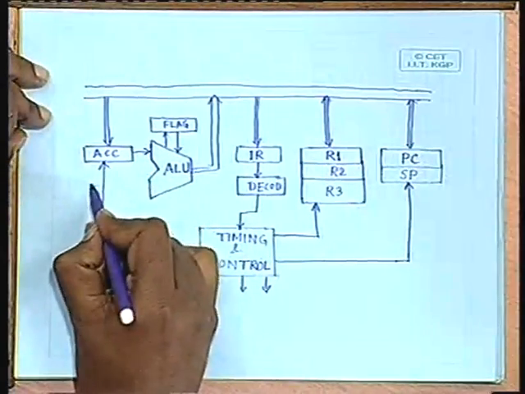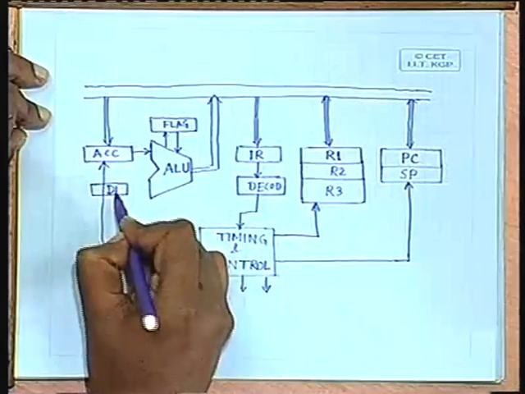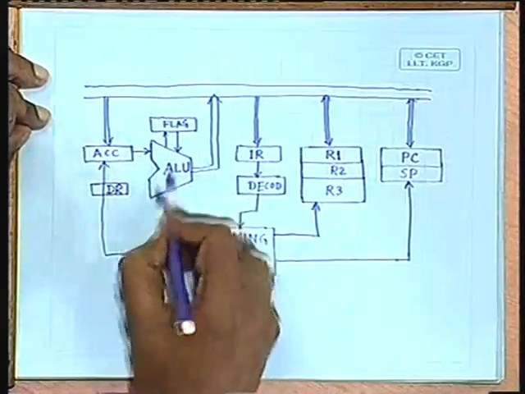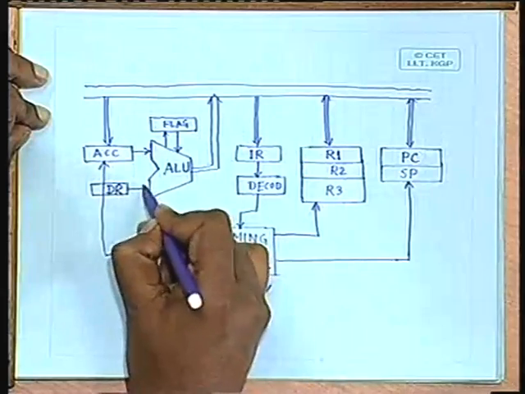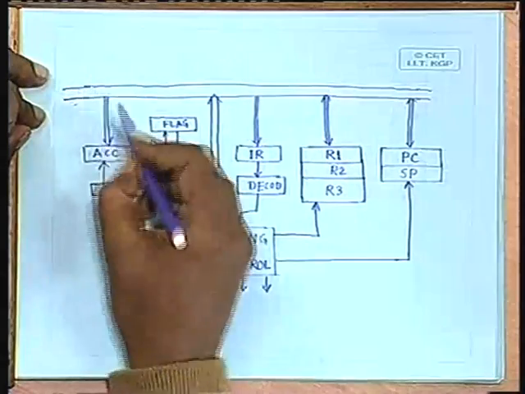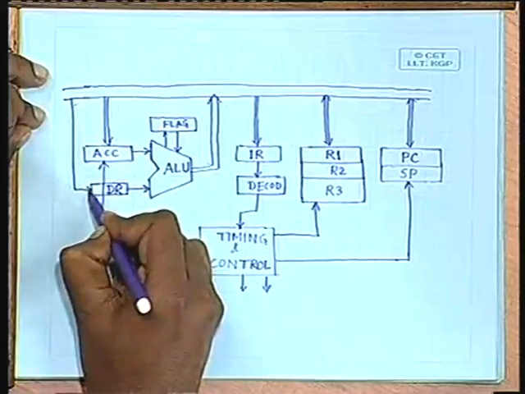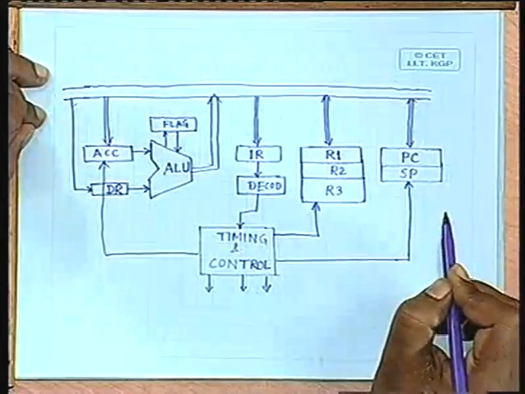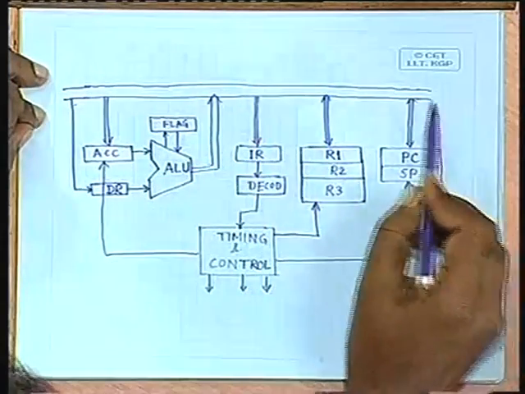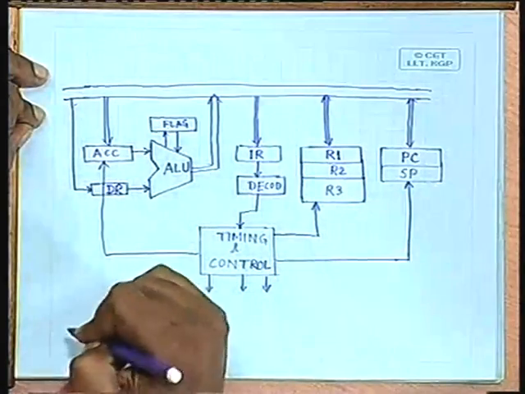This particular register, in some of the CPUs, is called a data register or DR. So, one of the inputs to the ALU is given from the accumulator, the other input to the ALU is given from this data register DR, and obviously this data register also should have a connection to the data path. So, in general, this is the internal architecture of any central processing unit.